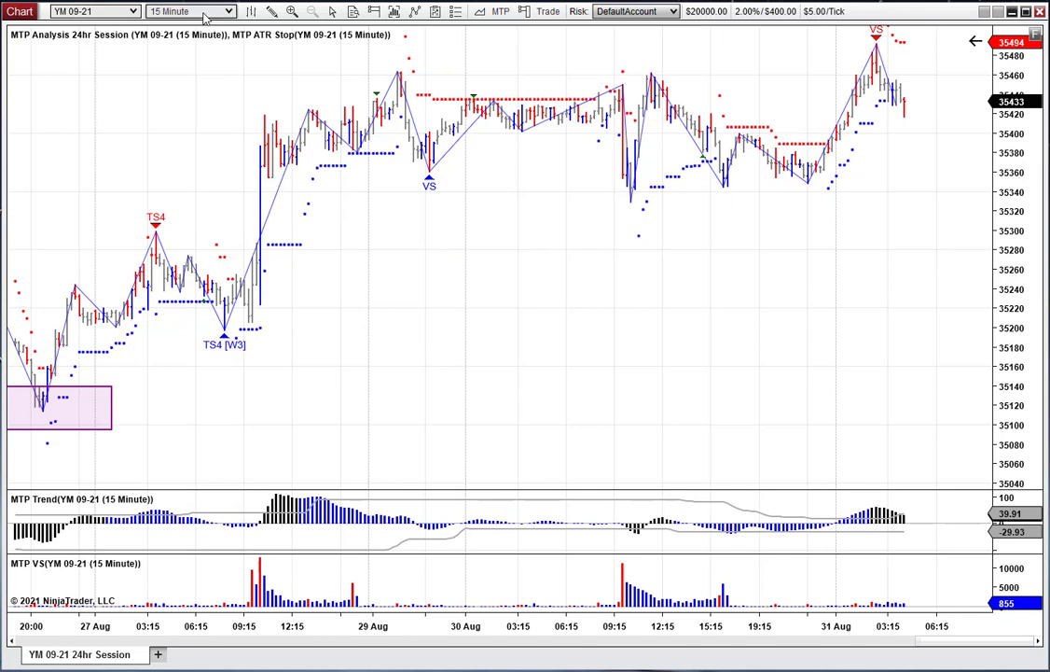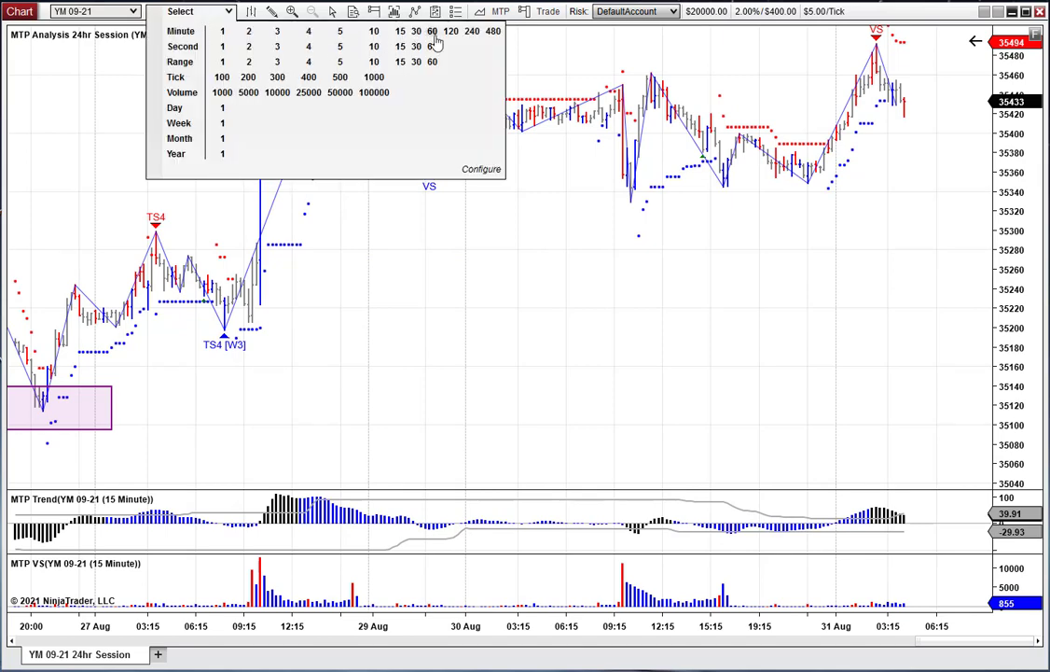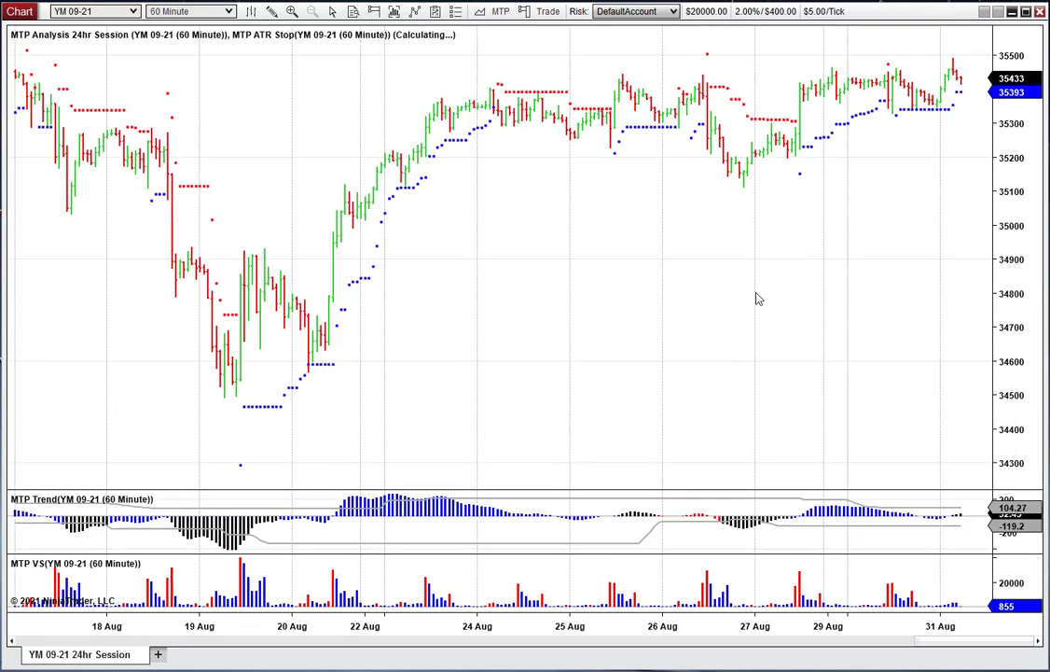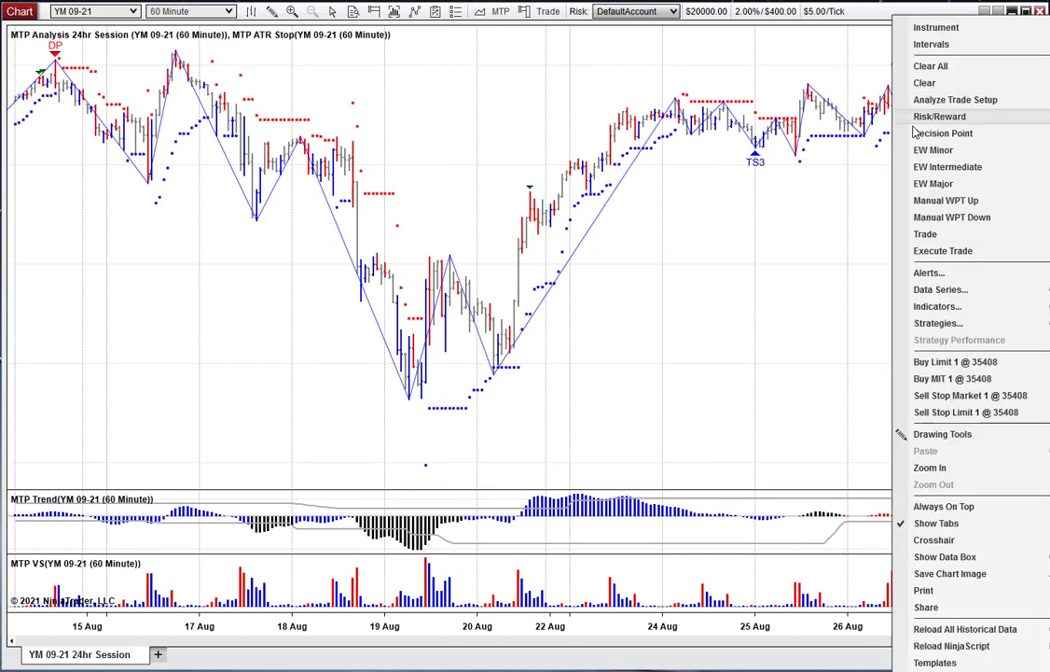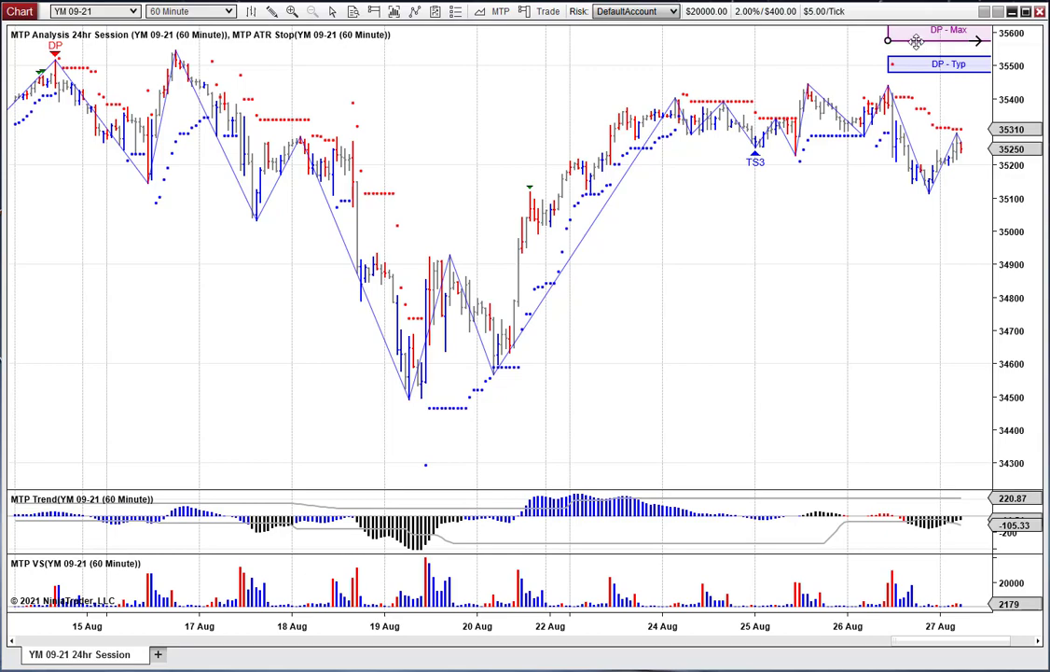So I'll clear everything off. I'll go back to the higher time frame, which is the 60-minute. I'll just clear everything off. I'll go back to this position here. This is the last swing into that low. So this would be the pivot to take our DP off. So we take our decision point off there.